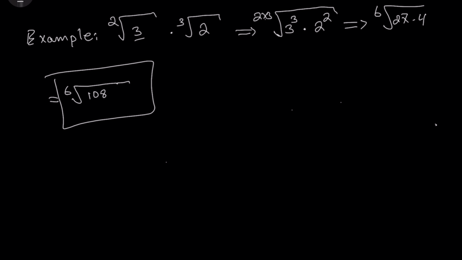And how we got that: we had to multiply these two root indexes, index number 2 and index number 3, multiply them together, we got 6. 6 divided by the index of the first root will give us 3, and that will become the power of the first radicand. Then multiply that number as it is, and 6 divided by 3 is 2, and that will become the power of the second radicand number.